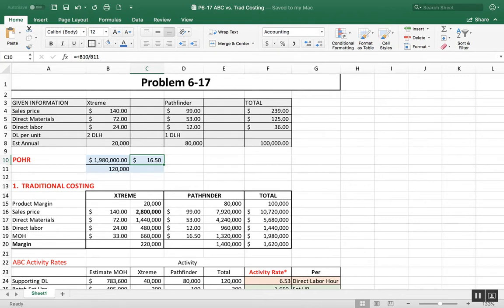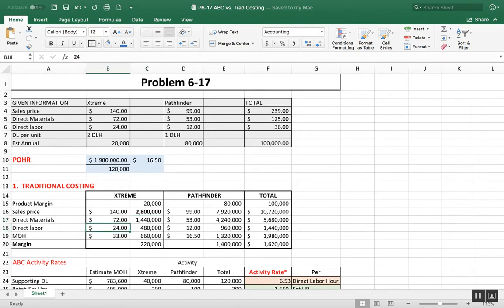Okay, so then what we're asked to do is put together the product margin. And again, remember that the 20,000 is the projected number of units for the Extreme and the 80,000 for the Pathfinder. So then we just go to town. The $140 is what I was given in the problem. I simply take 140, multiply it times the 20,000 to get that here. And you can see that I have that formula up in the cell here. Now, the direct materials, another easy part that was given to me, $72 times the 20,000 gives me that.